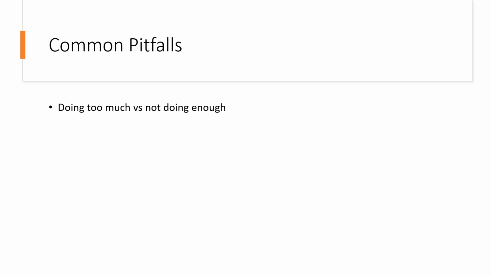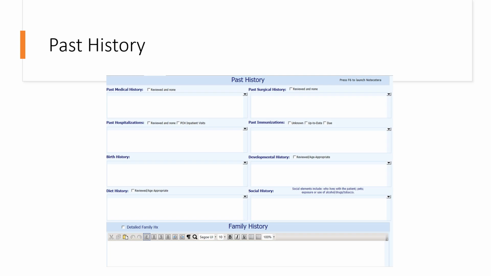On the flip side, while it's convenient that most EMRs include the ROS, be wary of accidentally checking boxes or filling in systems for questions you did not ask. Only include ROS that you personally discussed with the patient and family. Next, we'll take a look at the past history.